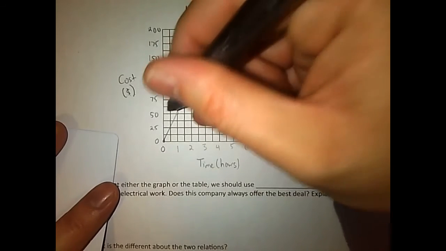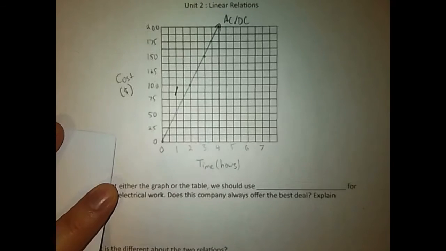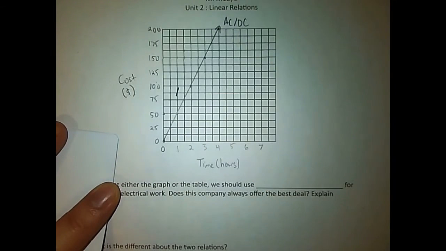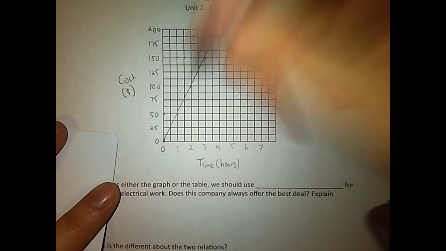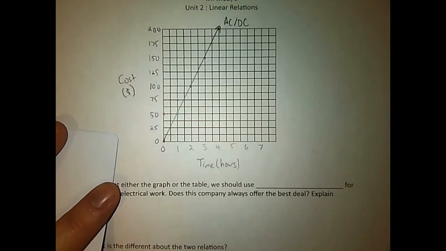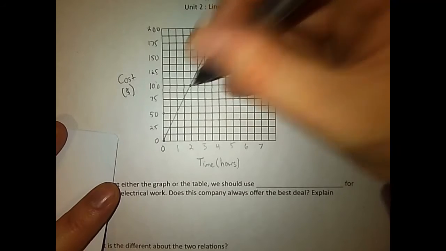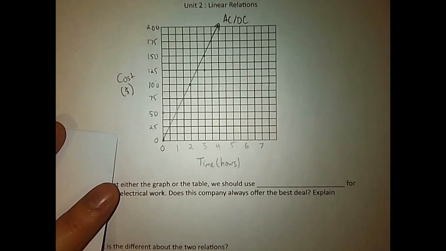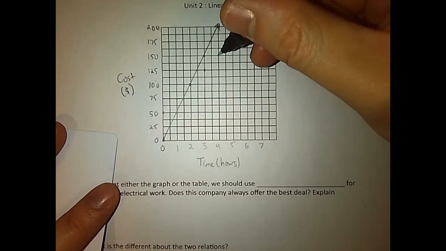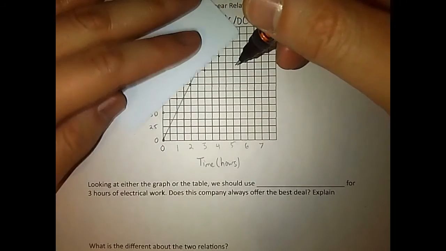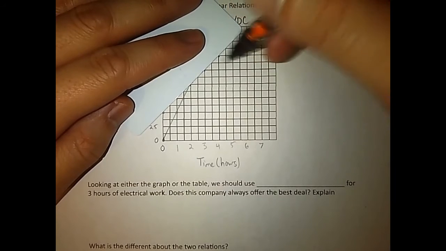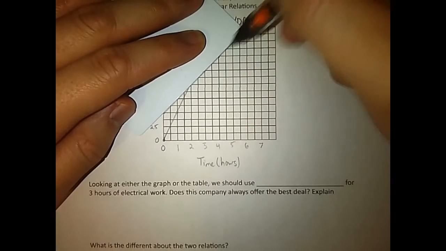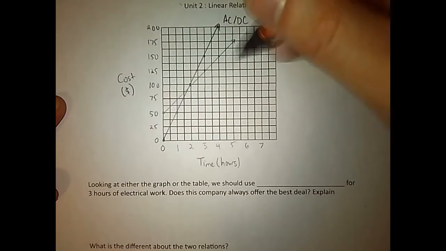And then our next set of points was for the Tesla Electrical Company. We had 0 and 50. We then had 1 and 75, 2 at 100, 3 at 125, 4 at 150, which is here. So we see that this one's a little less steep, but then becomes a little steeper later on. So this is our Tesla one.